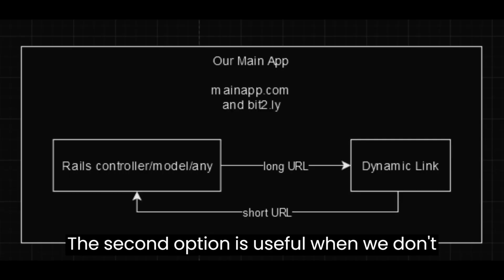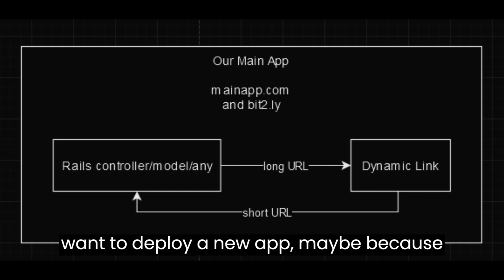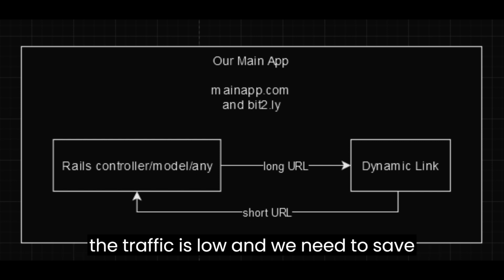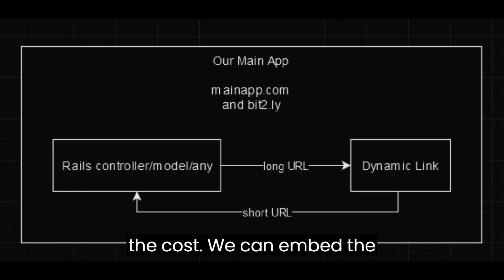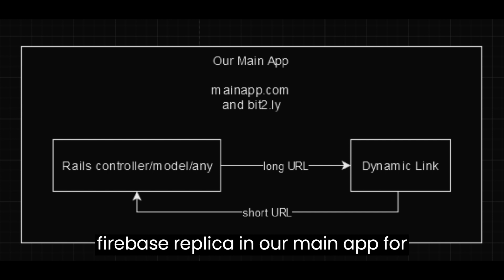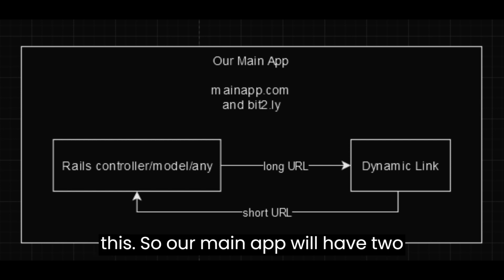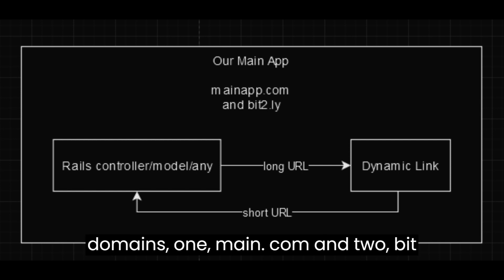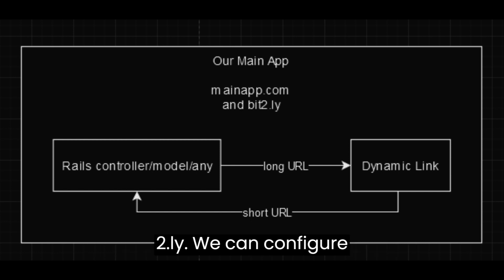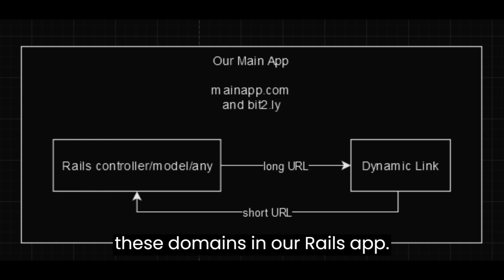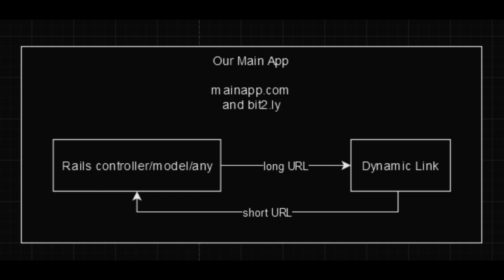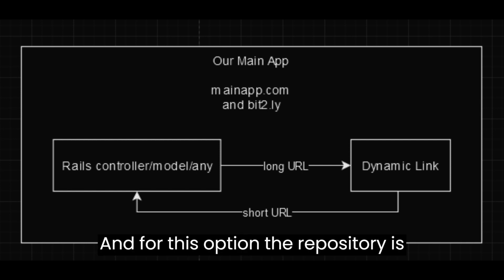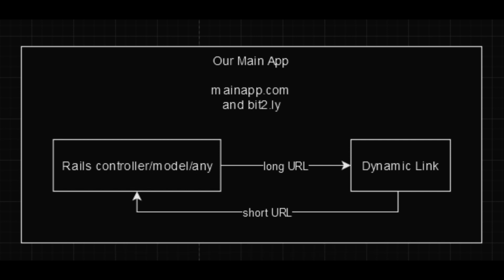The second option is useful when we don't want to deploy a new app, maybe because the traffic is low and we need to save the cost. We can embed the Firebase replica in our main app for this. So our main app will have two domains, first mainapp.com and second bit2.ly. We can configure these domains in our Rails app. And for this option, the repository is Dynamic Links.